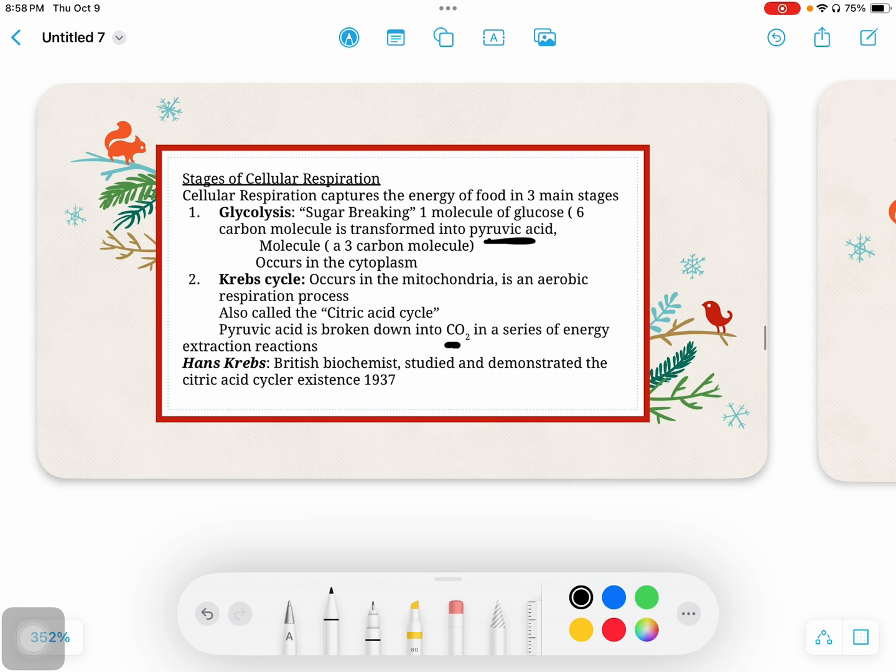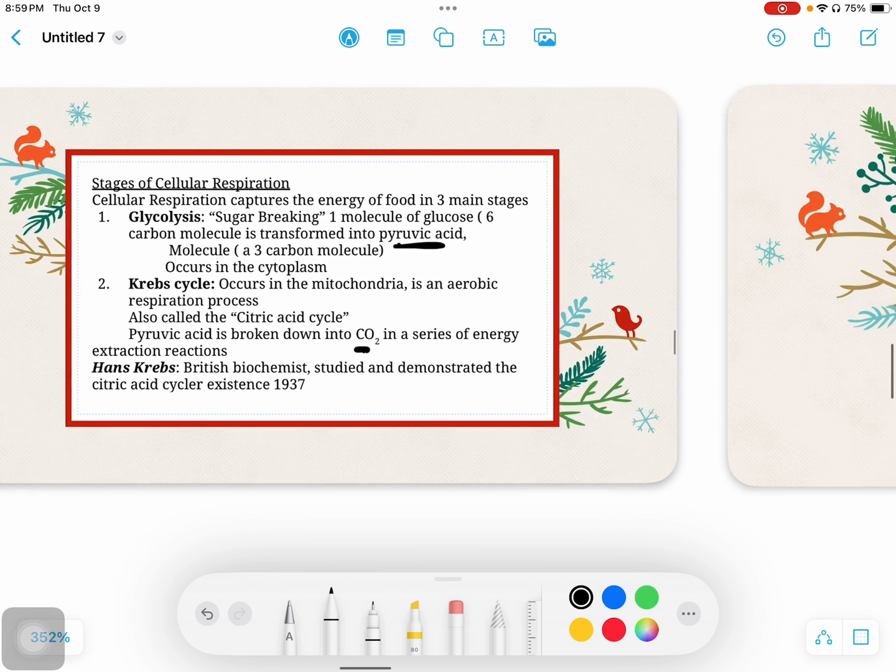Hans Krebs was a British biochemist. He studied and demonstrated the citric acid cycle back in 1937 and really honed in on what it was and how it worked, explaining that when we take in sugar, break it down through glycolysis into pyruvic acid, we then continue through the Krebs cycle, which breaks down that pyruvic acid into carbon dioxide and some other molecules.